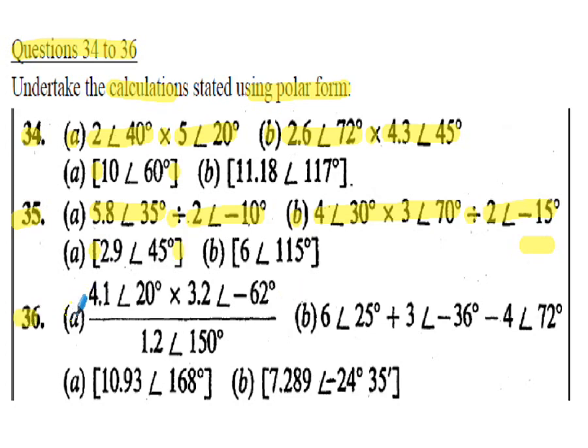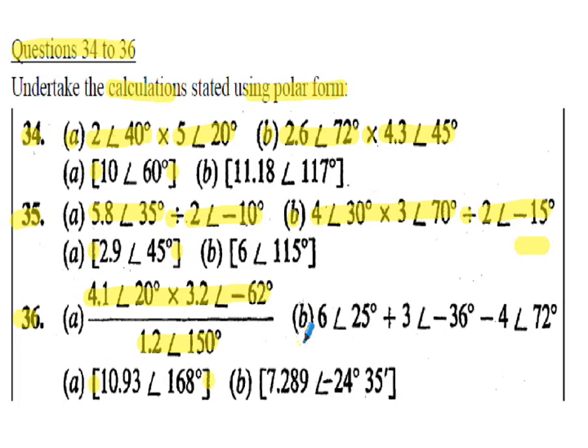In question 36, similar again, we've got 2 complex numbers multiplied together on the top in polar form divided by a complex number on the bottom in polar form. Answers again in the square brackets. Be careful with part B of question 36.